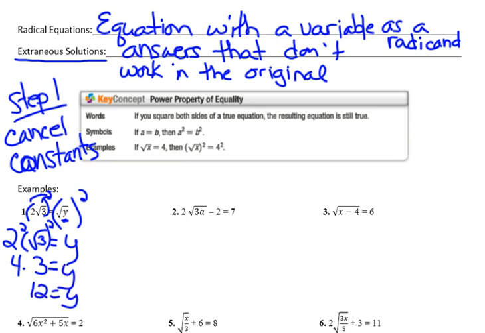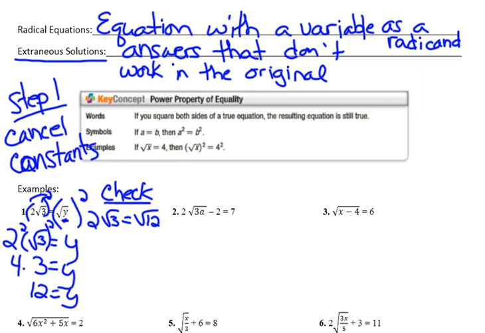Now, I showed more steps. Some of you could just do that in your head, and that's fine. But you do need to show that you're squaring both sides, and then you would need to show that 12 equals y. You do need to go in and check these. Oh, I can't even spell today. I was going to write yes. Sorry. So we do need to check these, and to check them, we put our answer back into our original equation. So this is 2 radical 3 equals the square root of 12.